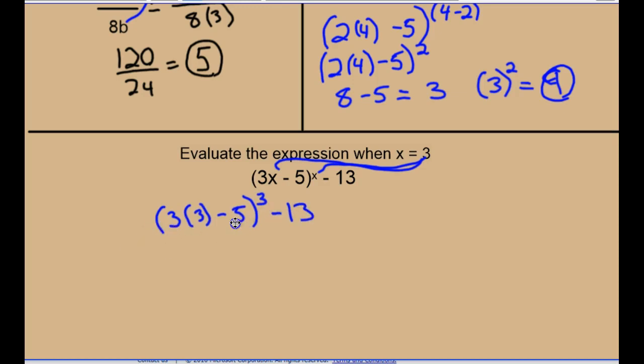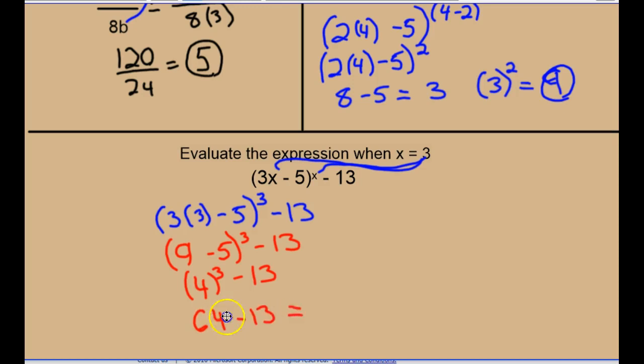So what we got to do first, we got to do what's inside our parentheses. So 3 times 3, which is 9, minus 5 to the third power minus 13. So 9 minus 5 then is 4. 4 to the third power minus 13. 4 to the third power is 64. 64 minus 13 gives us 51. Our answer here is 51.